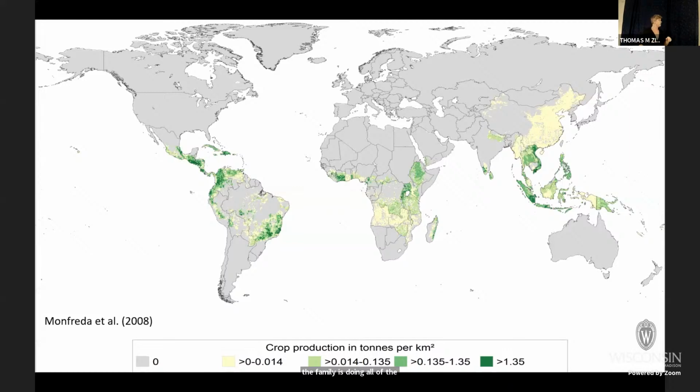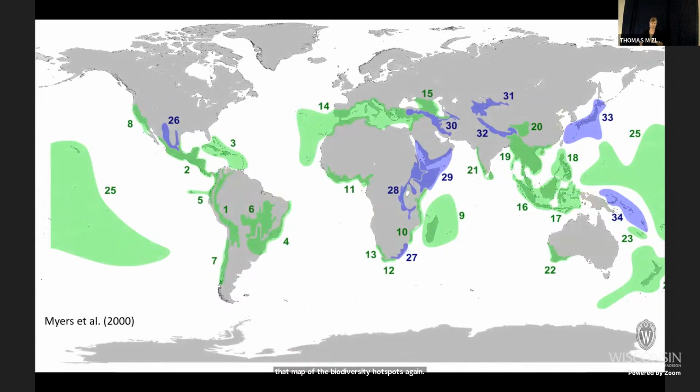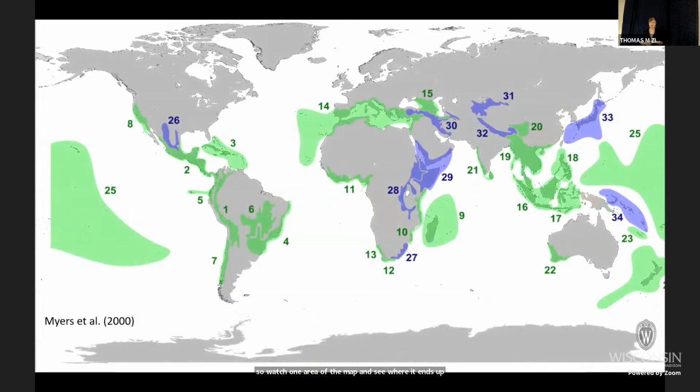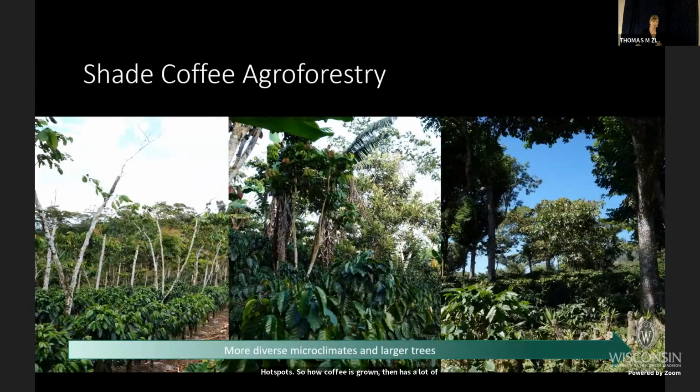This map shows the regions where coffee is grown around the world, and the darker green colors are higher levels of production. So Nicaragua, where I worked, is here, so pretty high coffee growing region. And then I'm going to overlay that map of the biodiversity hotspots again. So watch one area of the map and see where it ends up. So a lot of coffee growing regions are in biodiversity hotspots. So how coffee is grown then has a lot of implications for biodiversity conservation.